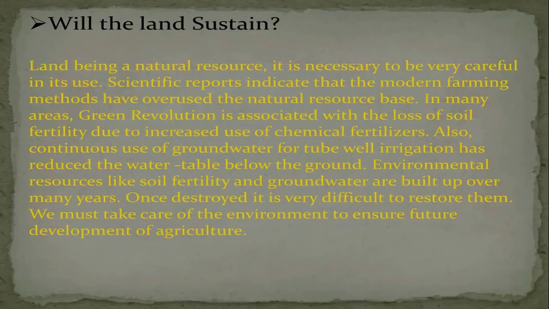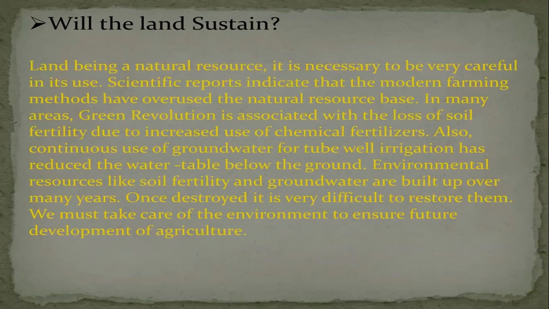Environmental resources that we have, like soil fertility and groundwater, are all built up over the years. These are replenished by nature, but very slowly. And we are destroying them faster. So once destroyed, it is very difficult to restore them. We must take care of the environment to ensure future development of agriculture. So it is important that we select methods that will sustain the land in the future. Because once these lands are destroyed, it's very difficult to restore them.